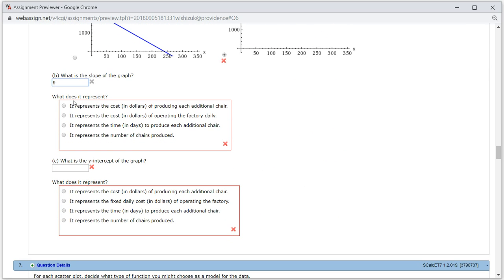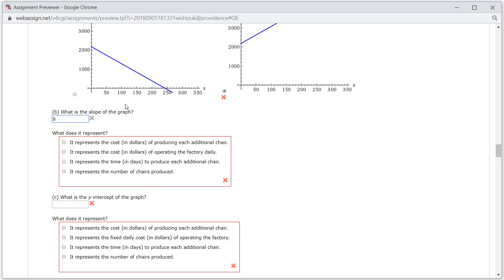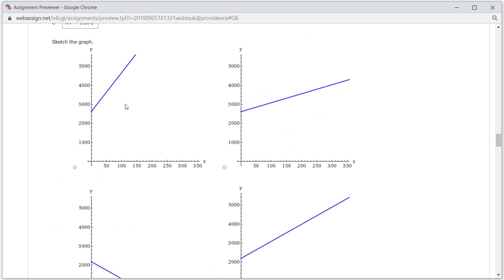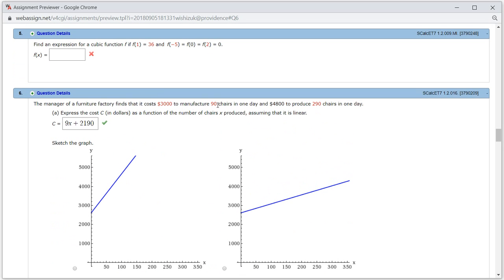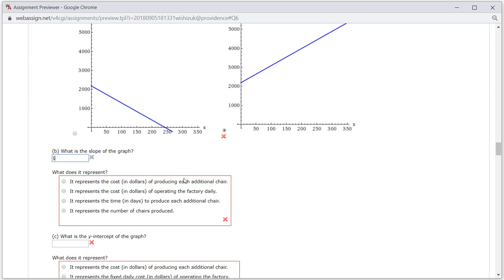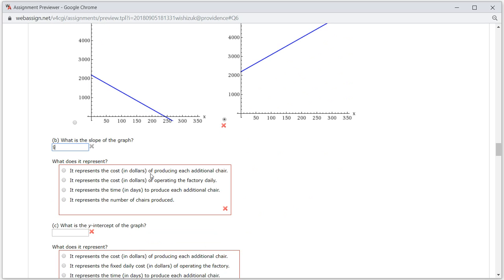And what does it represent? So 9 is going to be the cost per chair. It represents the cost of producing each additional chair. So that looks promising. The second one, operating the factory daily, is not it. It represents not time, it represents the number of chairs produced. No. So it's going to be the first one.